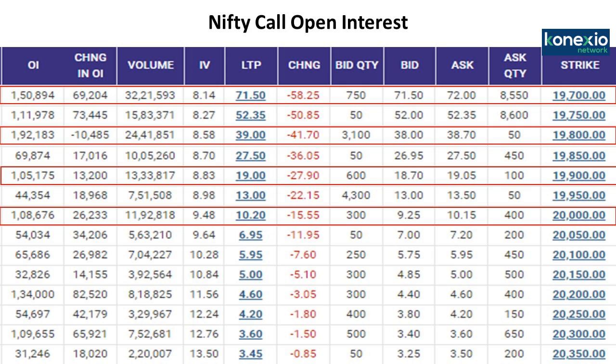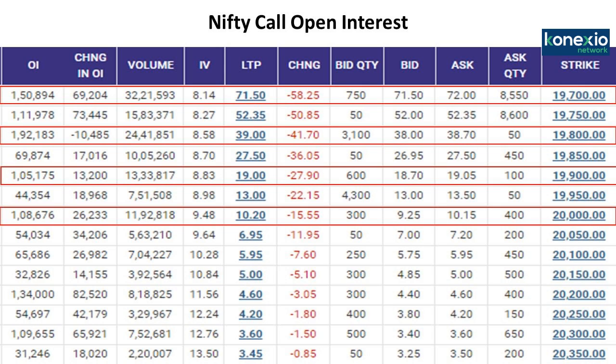It is between 8.14 and 9.48. Now you can see the rise in the open interest. There has been a change in the open interest, but in 19,800 there has been a shedding in the open interest, which clearly indicates some sort of profit booking by the call writers. But looking at the volumes, 19,700 could act as a major resistance, because the volume and open interest concentration is very heavy at the 19,700 mark.